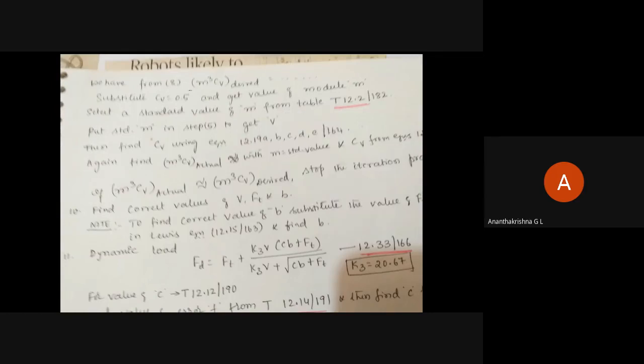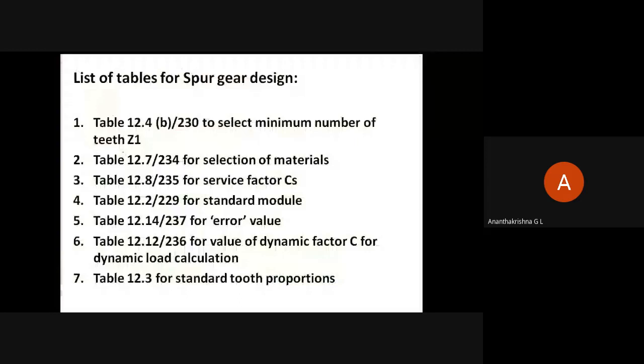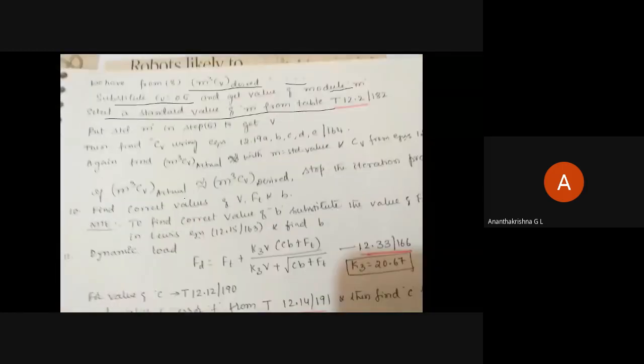So we will have m cube Cv desired equal to some value. Initially, substitute Cv equal to 0.5 and get the value of module m. Then select standard module m from the table. That table is going to be Table 12.2 for standard module, in page number 229. Please go to Table 12.2 in page number 229.